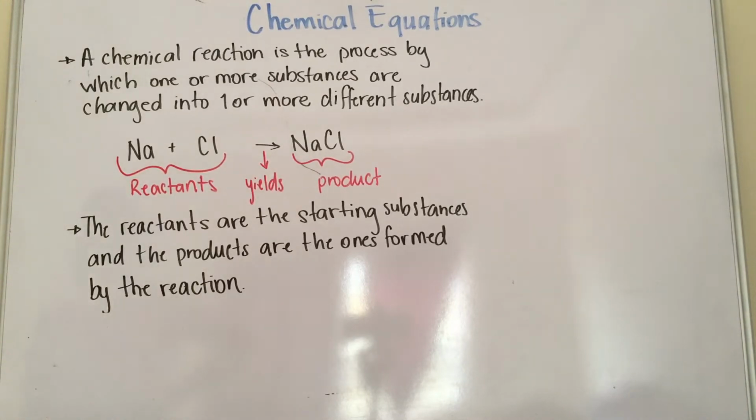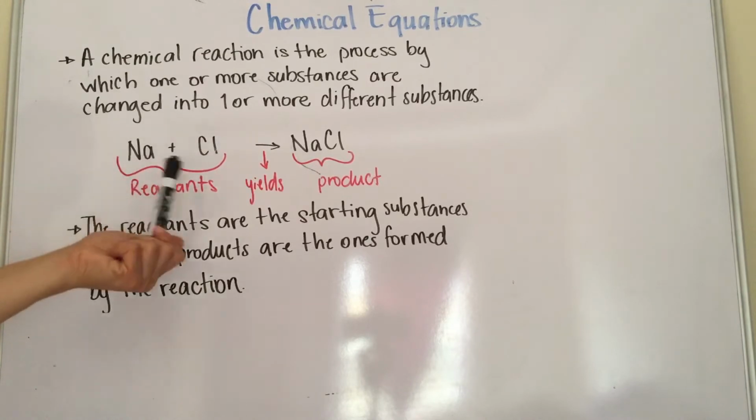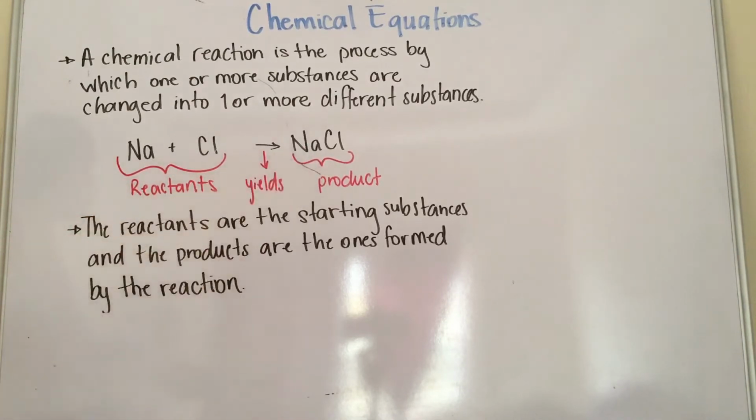What is a chemical equation? A chemical equation represents a chemical reaction, the process by which one or more substances, called reactants, are changed into one or more different substances. So for example, here you have sodium and chlorine. They are added together and they're going to produce sodium chloride, which is table salt. The reactants are the starting substances, and the products are the ones formed by this reaction.